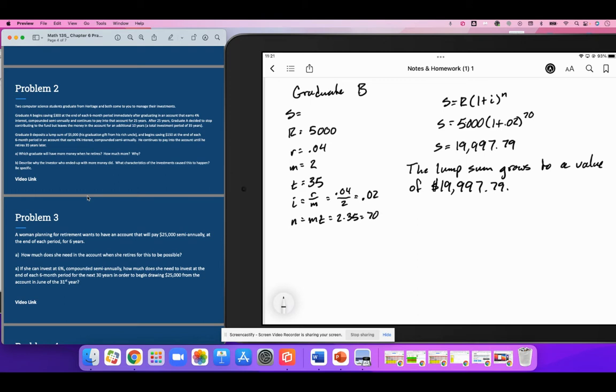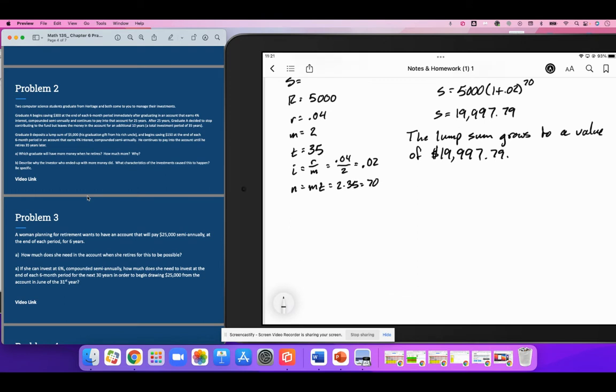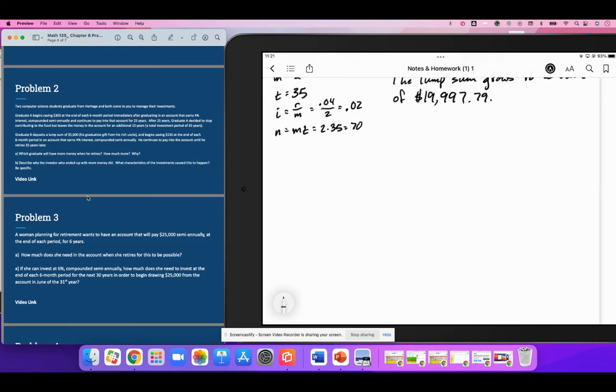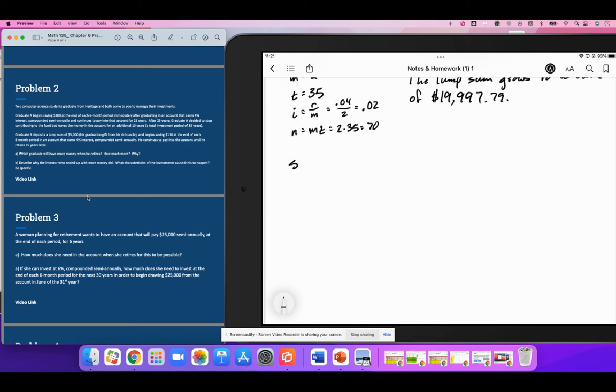In addition to that, this graduate put some money away semi-annually, just like graduate A did, except this graduate only saves $150 each 6-month period. So twice a year, he's only putting $150 in the account. As you can imagine, that's probably not going to do a whole lot. So we've got $150 going into an account. The rate is again 0.04. M is 2.